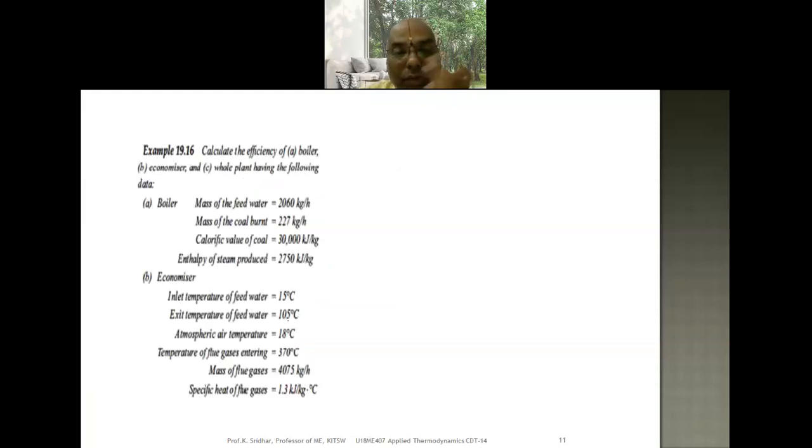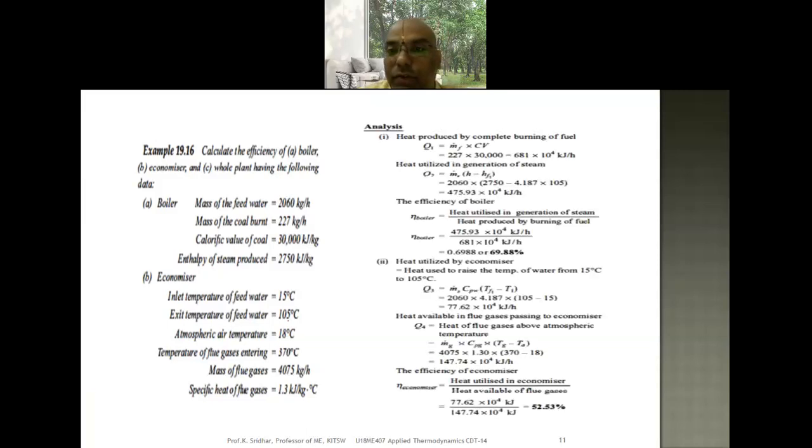So now let us go to another problem. This particular problem asks us to calculate the efficiency of the boiler, economizer and whole plant, whenever the data is given about the boiler and economizer like this. So first, how to calculate the efficiency of the boiler.